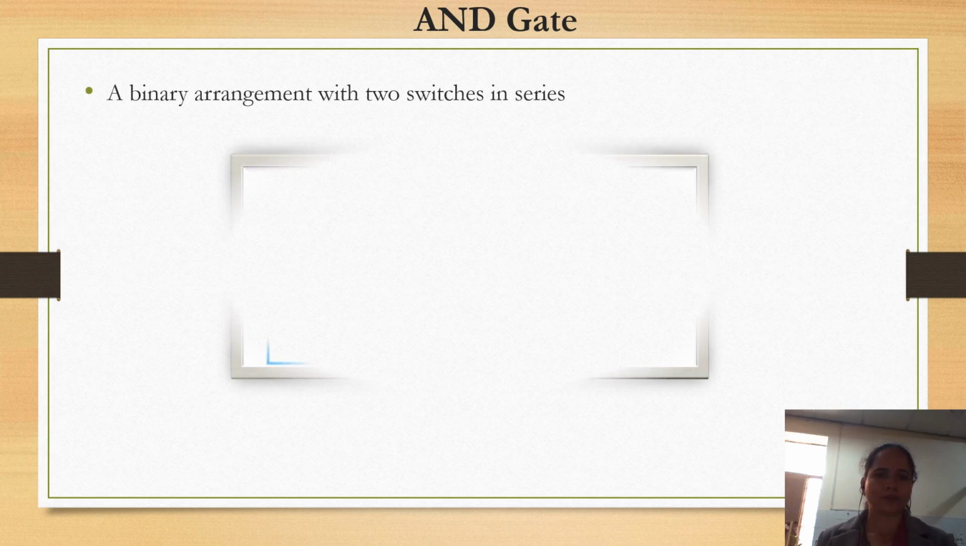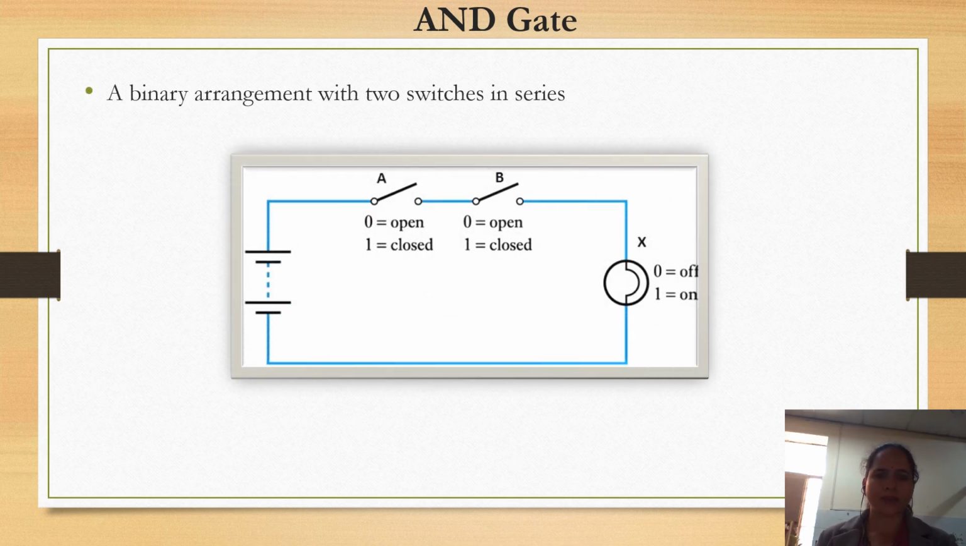Okay, so next, a binary arrangement with two switches in series like this one. If the circuit is open, that means 0 0, then the output is 0. Now if we want to activate the circuit and the bulb is going to be on, it is only possible when both the switches are on and the circuit is complete. So if both are 1 1, then the circuit is closed and the output will be on.